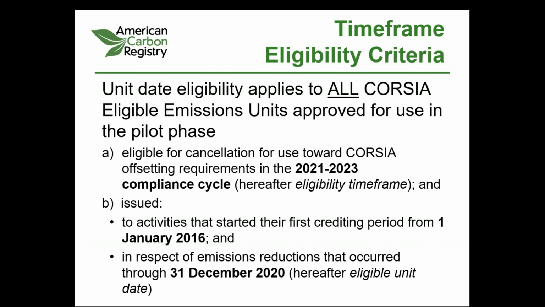In addition to eligible units from approved programs and sectors, ICAO has imposed eligibility parameters on the associated time frame for units. This unit date eligibility applies to all CORSIA eligible emissions units approved for use in the pilot phase. For now, units are only eligible for cancellation for use towards CORSIA offsetting requirements in the 2021 to 2023 compliance cycle. Eligible units are those that were issued to activities that started their first crediting period from January 1st, 2016 for emission reductions that occur through December 31st, 2020.